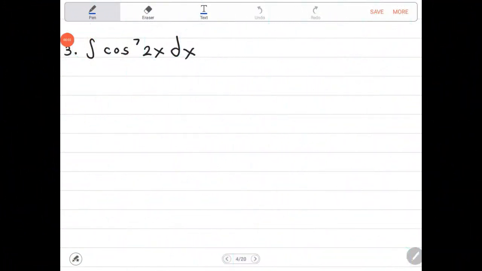Okay, next, problem number 3. Last problem for case 1. So what are we going to do? We are going to decompose the integral of cosine raised to 7 2x dx.